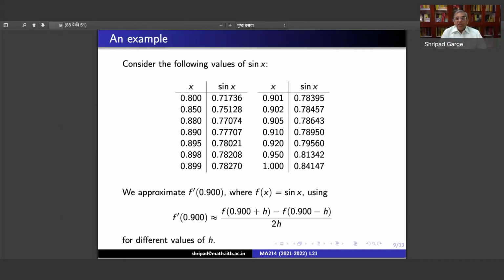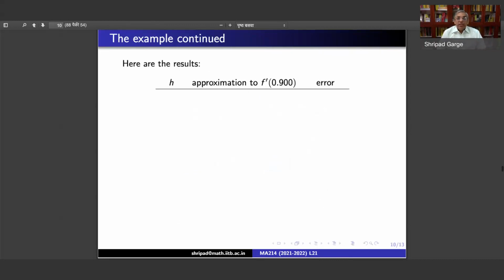we have studied, f of something plus h minus f of something minus h upon 2h. So sorry, this is the midpoint formula that we are using, the 3-point formula, for different values of h. And the values of h will go from 0.001, because we have here 0.901 and we also have 0.899. So from 0.001 to 0.01 to 0.1. Those are the values of h that we are going to take, and here are the results.